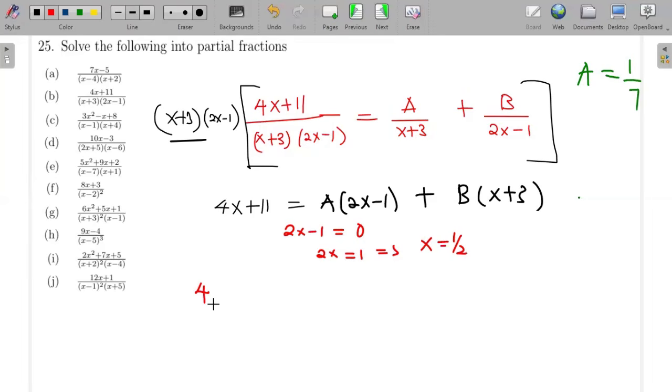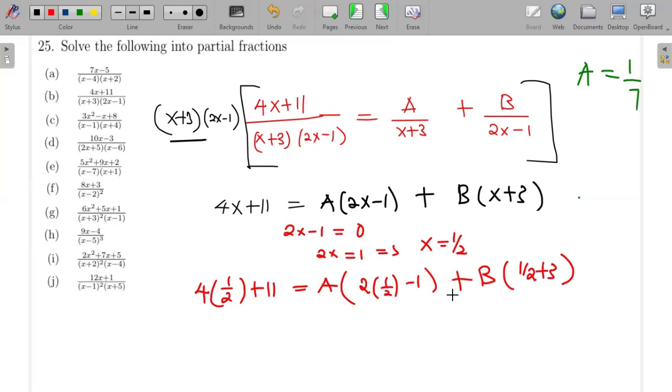All right, so this will be 4 times 1 over 2 plus 11 is equal to a times (2 times 1 over 2 minus 1) plus b times (1 over 2 plus 3). So this will be 2 plus 11 is equal to, here 2 multiplied by half, I get 1, 1 minus 1 is 0. So a multiplied by 0 will just be 0, plus b, and then here, half plus 3. With common denominator 2, that is 1 plus 2 times 3, 6. So I get 7 over 2.